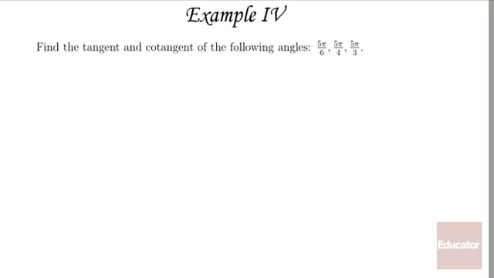Okay, another example of cotangents and tangents. We're given some common values here, 5 pi over 6, 5 pi over 4, and 5 pi over 3. So those are all angles on the unit circle, and we want to figure out what the tangents and the cotangents are. So a good way to start this is to draw the unit circle and to figure out where those angles are.